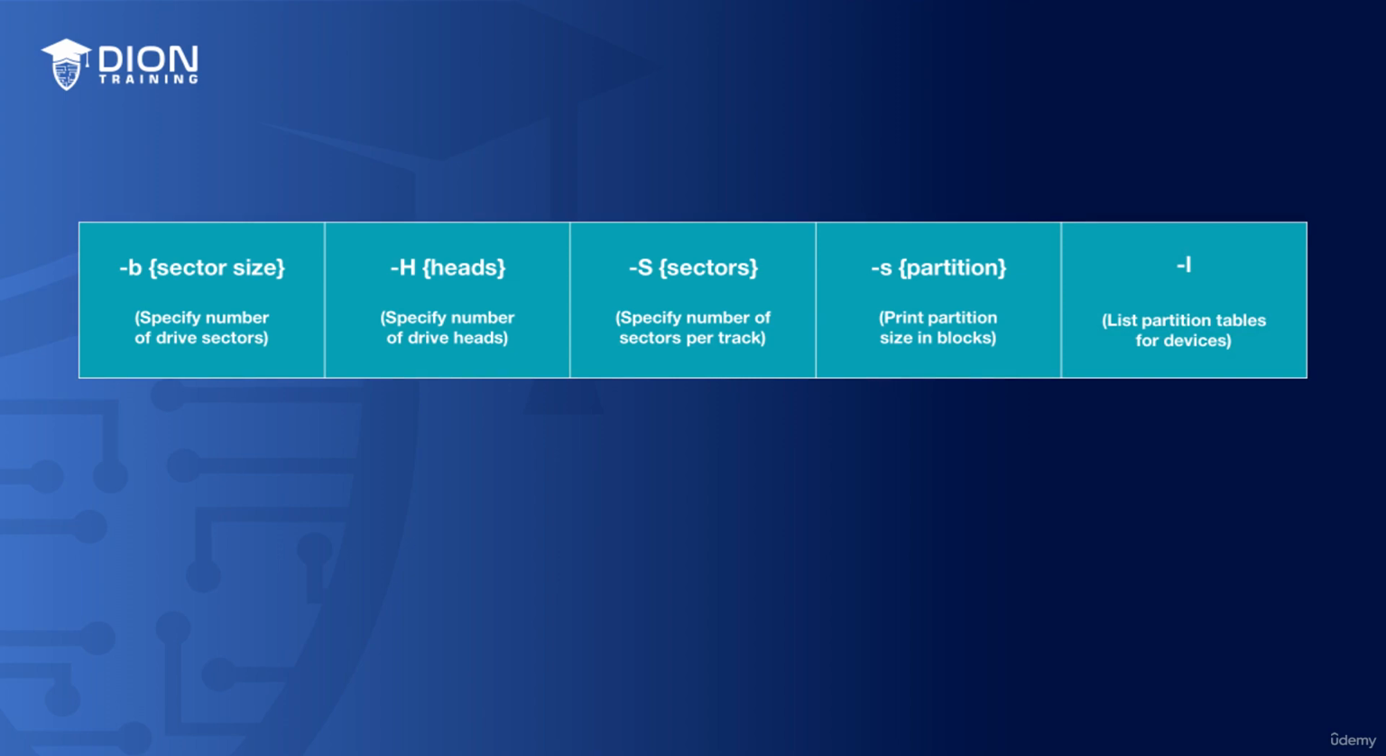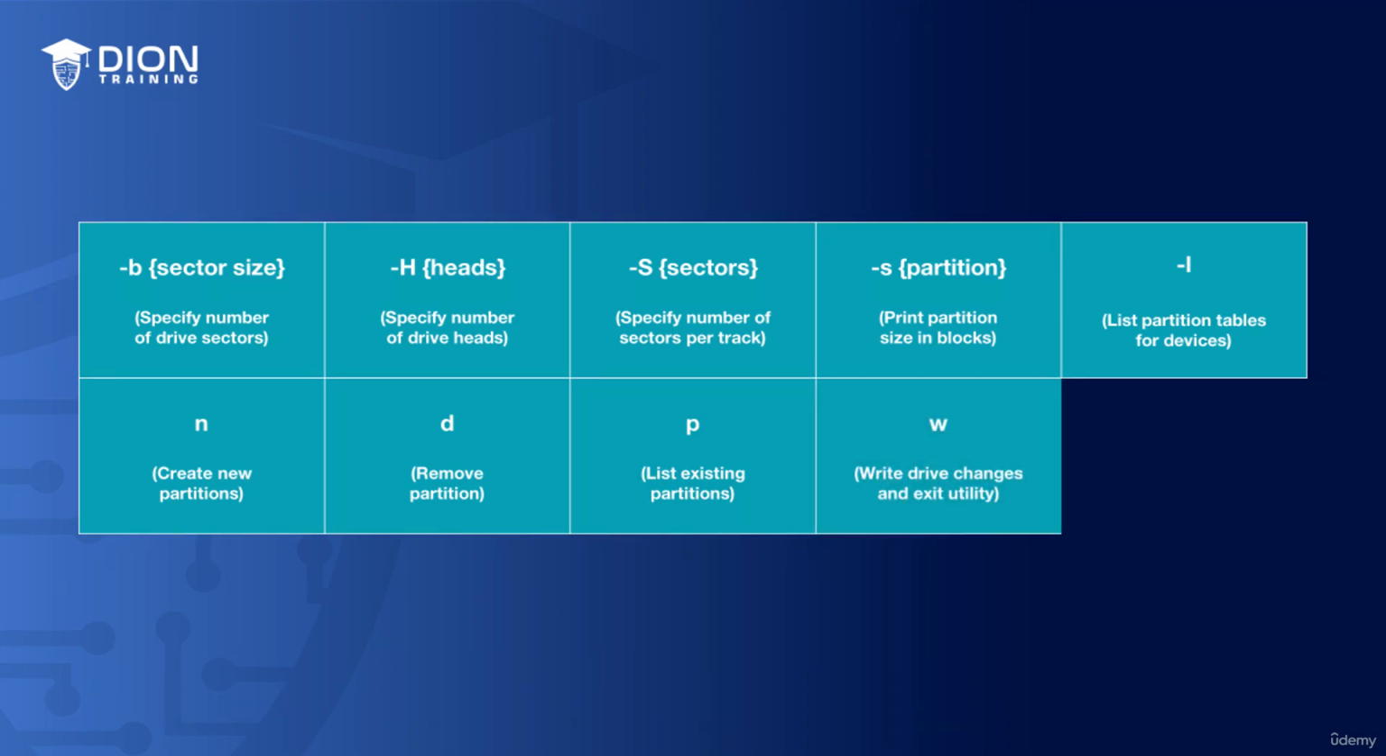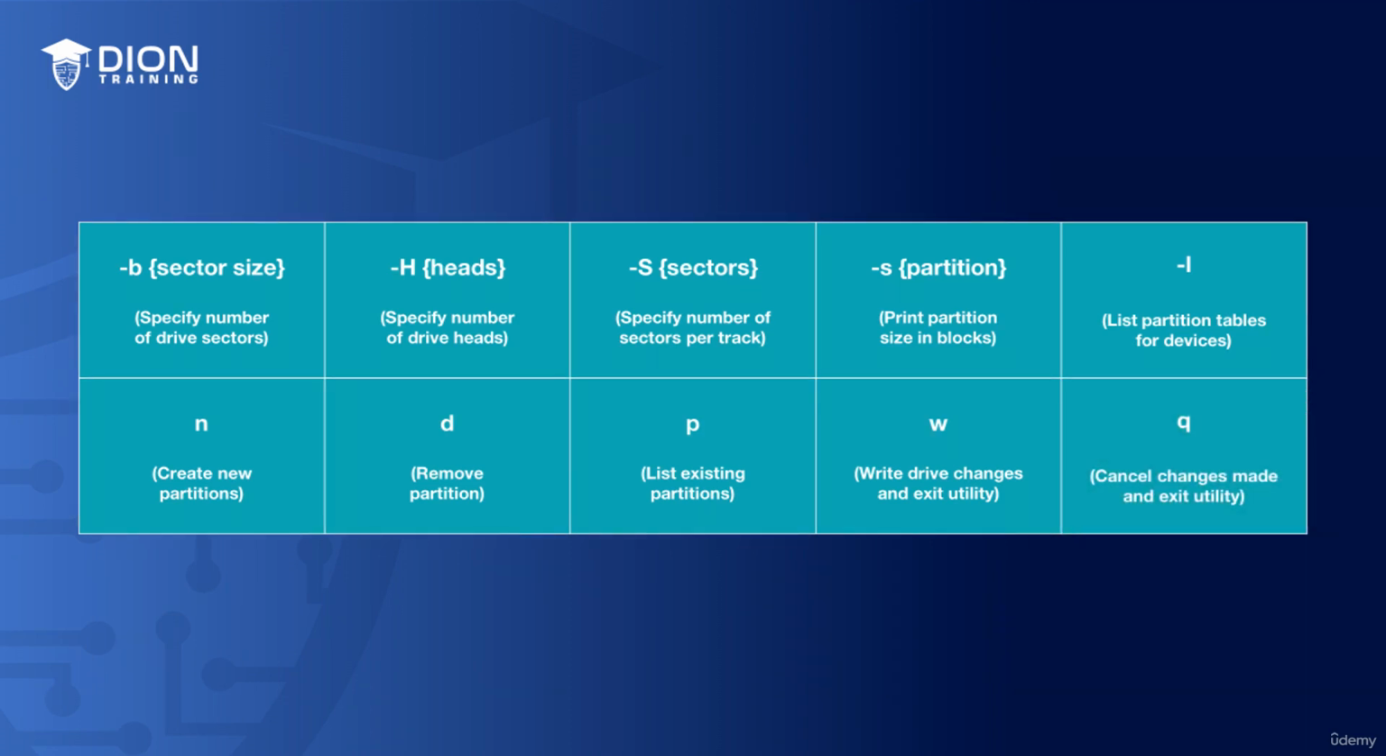Now, aside from supplying different command line options, you can also choose various options when you're working in the fdisk menu itself, including the options of N, D, P, W, and Q. Option N is going to be used to create new partitions. Option D is going to be used to delete or remove a partition. Option P is used to list out the existing partitions, almost like a print-to-screen function. Option W is going to be used to write the changes to the drive and exit the utility. Option Q is going to be used to cancel the changes made and exit the utility as well.